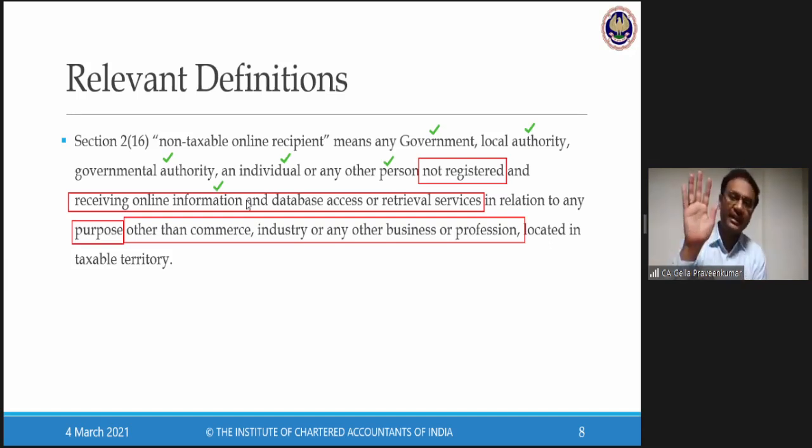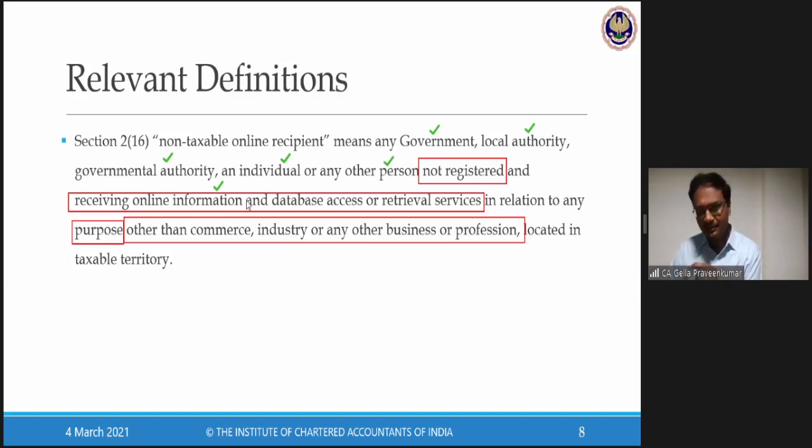Now, for these five categories, individual person, government or local authority, they felt, let me not burden these people with payment of taxes and compliance with the law. Let me put the responsibility of levy on the service provider itself. That is how this particular non-taxable online recipient has come into the picture.